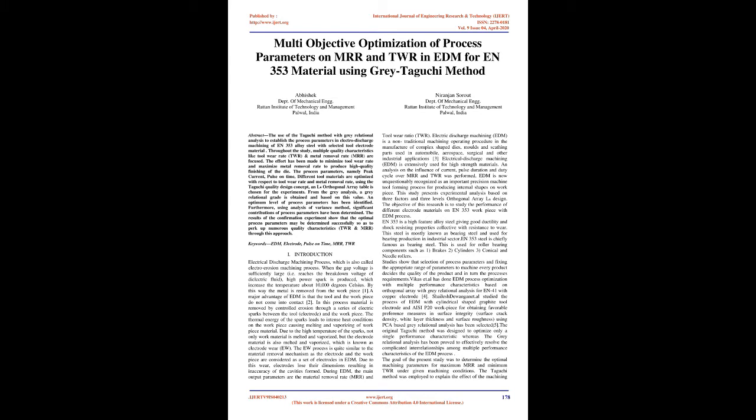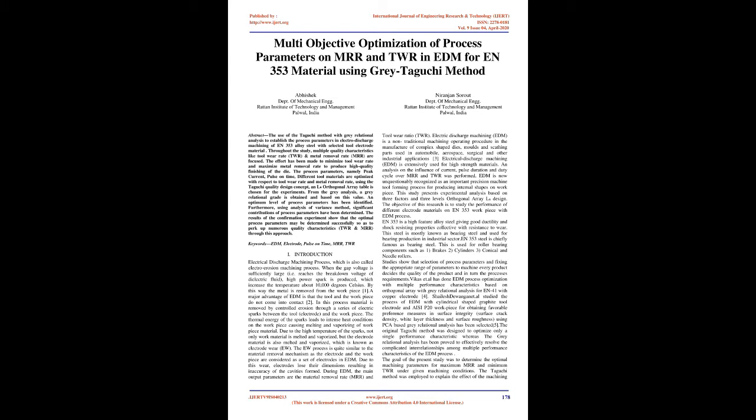Introduction. Electrical discharge machining process, which is also called electro-erosion machining process. When the gap voltage is sufficiently large, i.e. reaches the breakdown voltage of dielectric fluid, high power spark is produced, which increases the temperature to about 10,000 degrees Celsius. In this way the metal is removed from the workpiece. A major advantage of EDM is that the tool and the workpiece do not come into contact too.